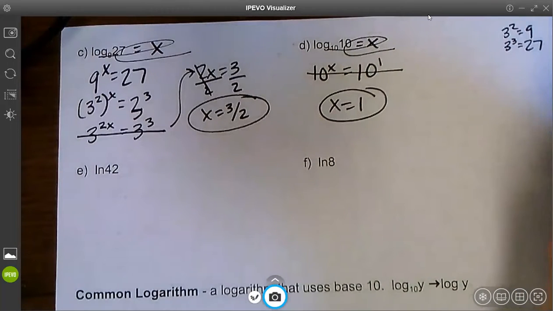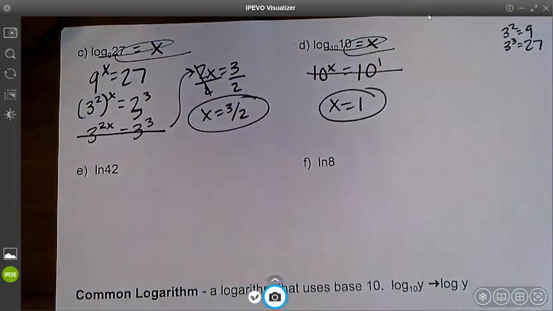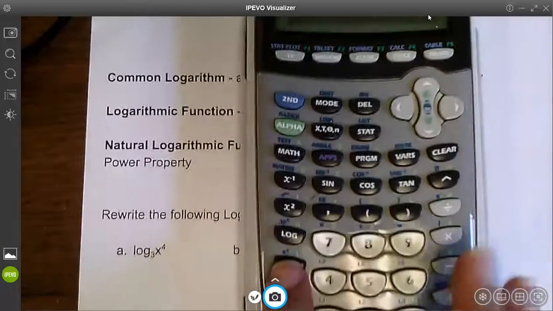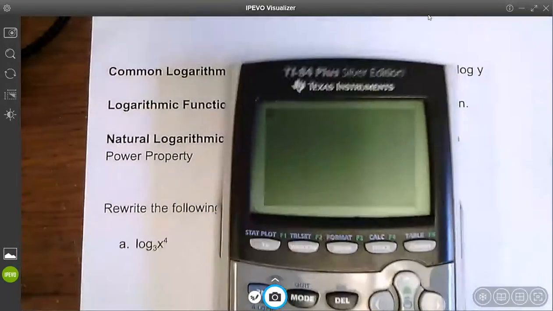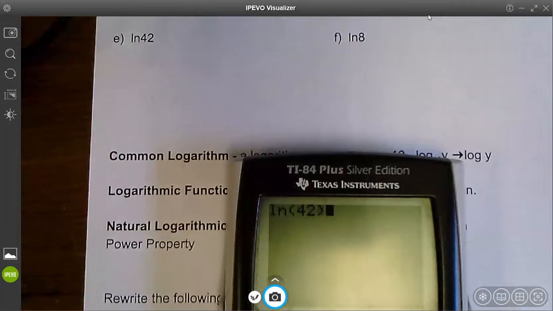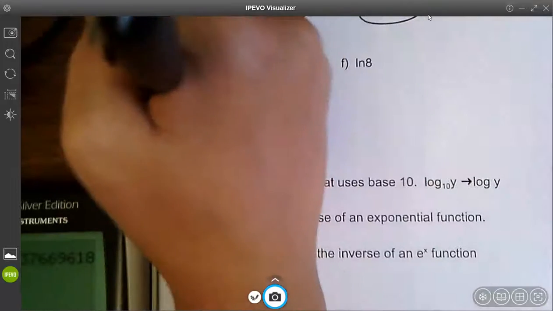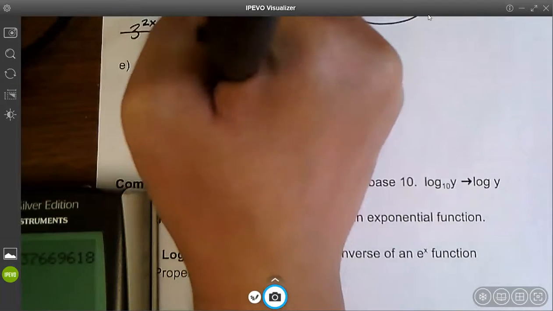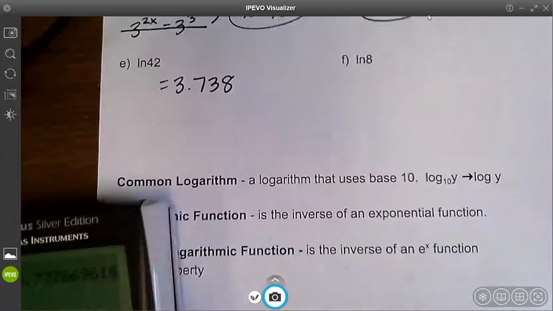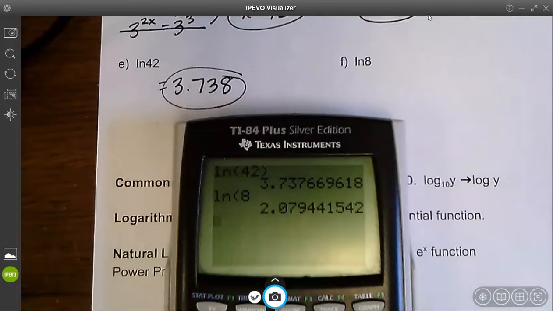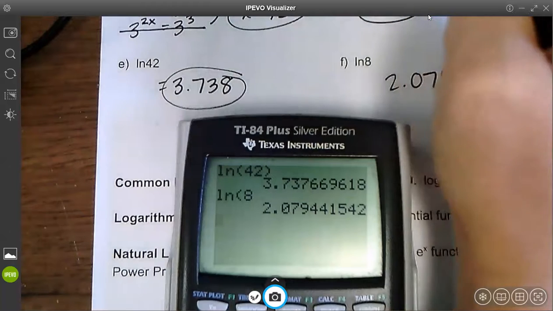When you have the natural log, there is nothing you can do to solve that outside of using your calculator. So to use your calculator on that, you are going to hit the natural log button, which is to the left of the number 4. So we have the natural log of 42, and then typically it will tell you to round to the nearest thousandth, which is 3 decimal places. So that is equal to 3.738. That's 6 rounds, that's 7 up to an 8. Natural log of 8, 2.079.